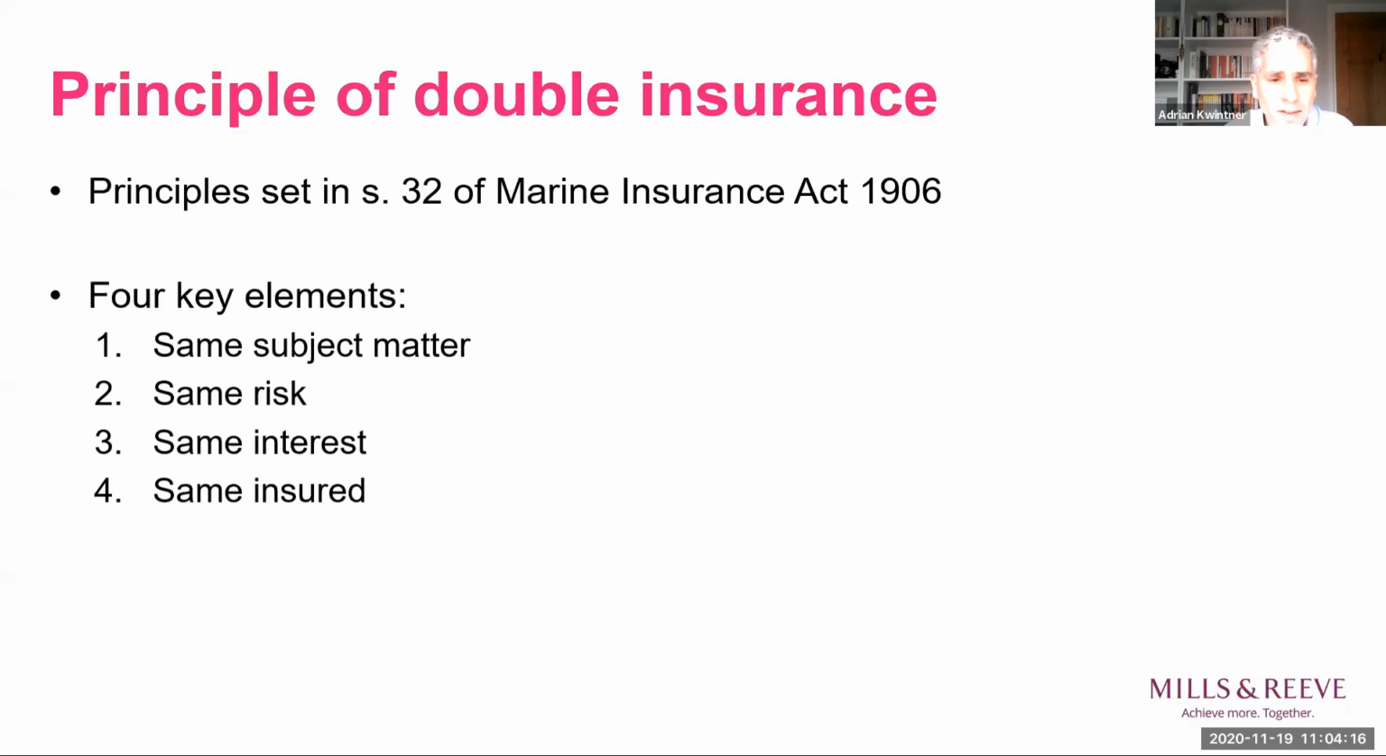Double insurance is different to primary and excess layers, as there needs to be an overlap or duplication of insurance. The concept can be broken down, as I say, into these four elements shown on the slide, and each of them must exist for there to be double insurance.